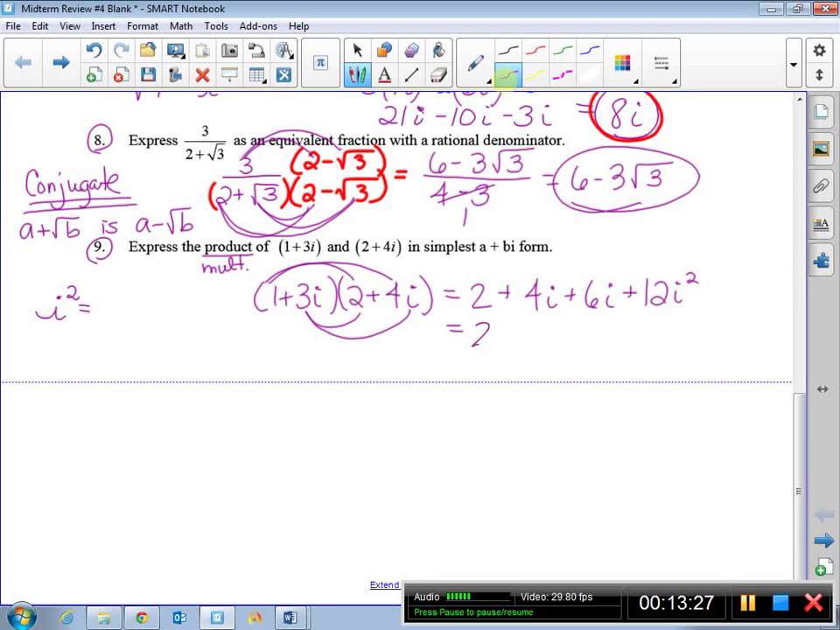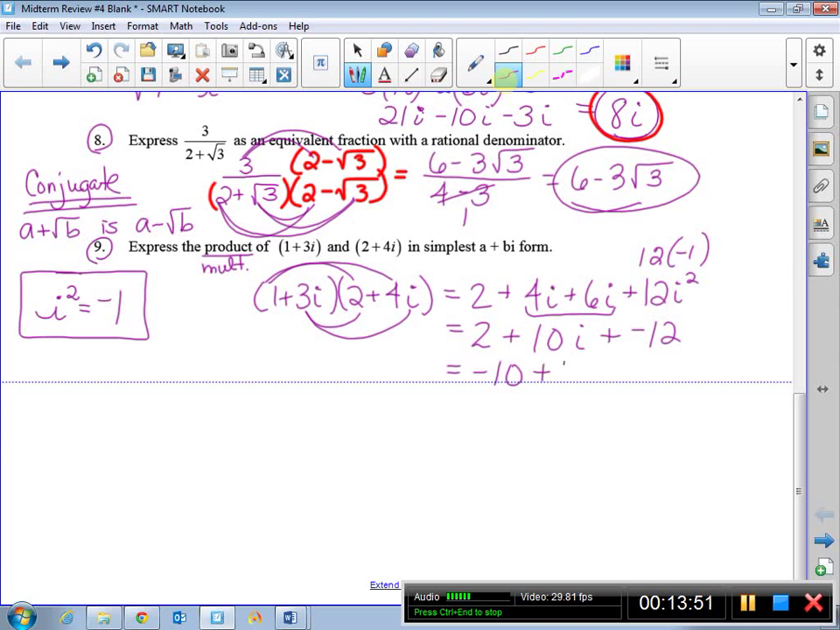So we have 2 plus 10I plus, and now we need to remember that I squared is negative 1. I squared is negative 1, comes up frequently. So if I multiply 12 by negative 1, I actually end up with negative 12 there. And we can combine that with the 2 and get negative 10 plus 10I.